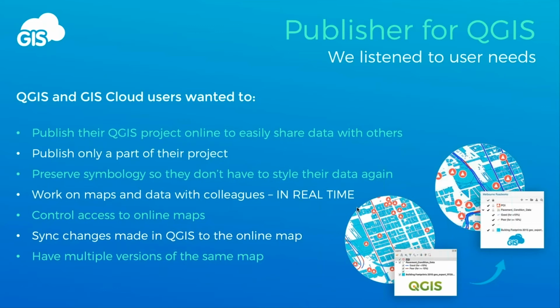Some of them want to only publish a part of their project because projects often can be quite heavy, large. They also wanted to preserve symbology. This was very important when transferring the data from QGIS to GIS Cloud. And they wanted to work on maps in real time. What they also wanted to achieve is to control the access to online maps or to particular layers so they can streamline their workflows. And also, if they continue to work on their projects in QGIS, they wanted to sync the changes with the online map. Some of them also wanted to have multiple versions of the same map in GIS Cloud.